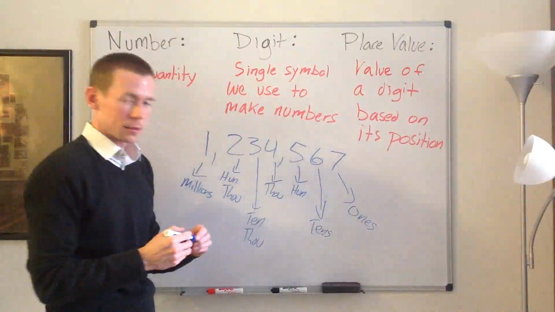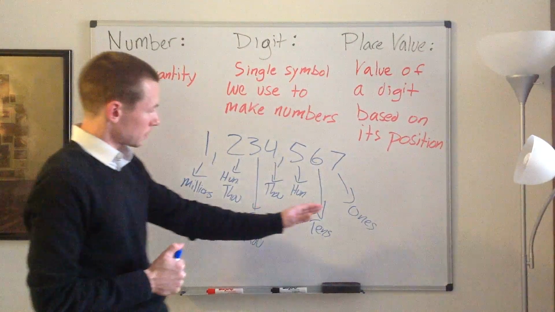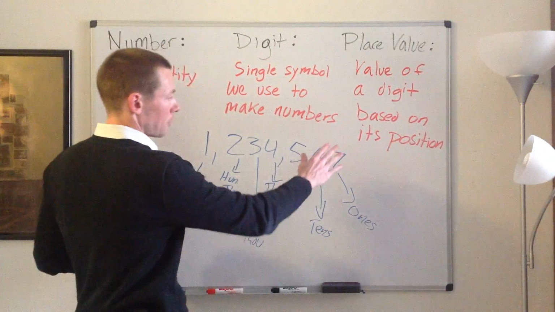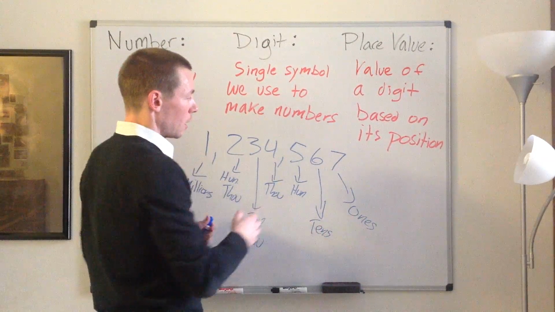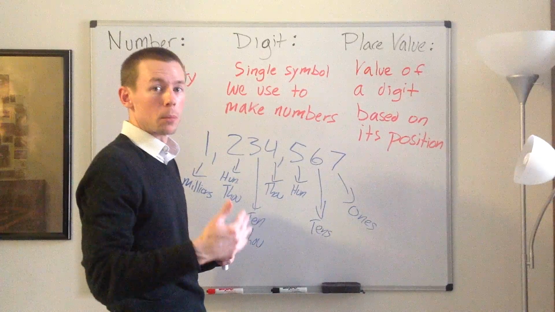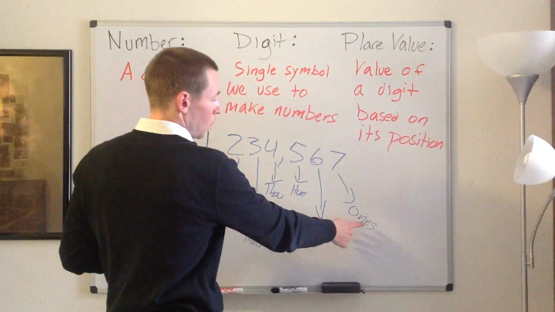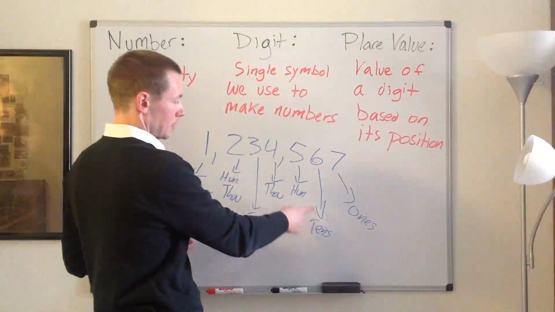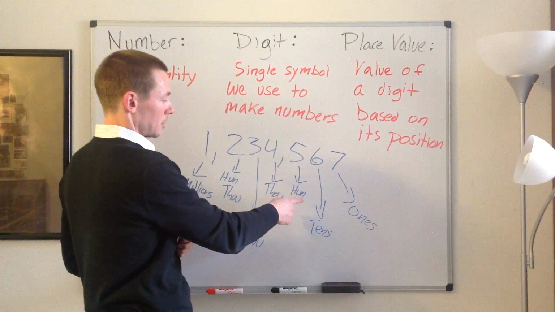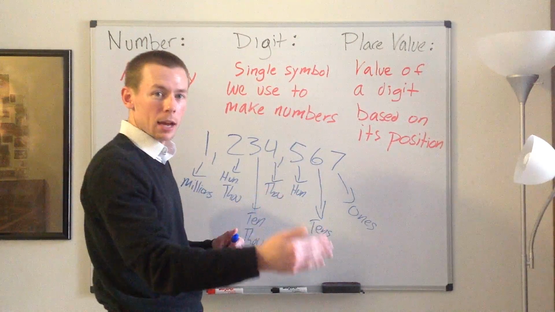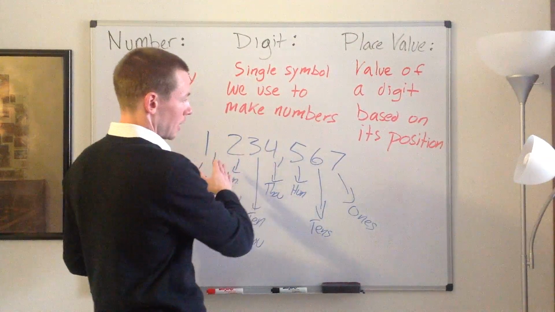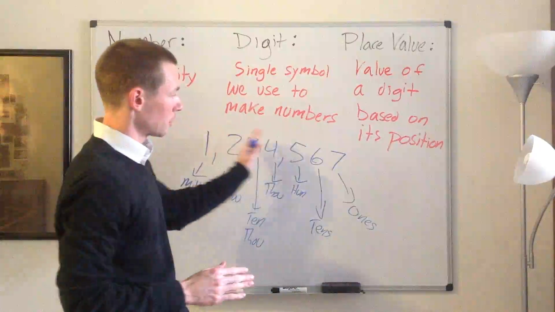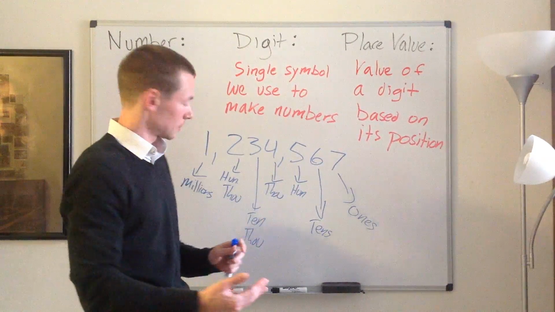Right? And so notice, as we move from right to left, each time we go up a place value, we're essentially multiplying by 10. 1 times 10 is 10, 10 times 10 is 100, 100 times 10 is 1,000. And so that's how we move from one place value to the next as we move from right to left. Now if we want to go from left to right, we divide by 10.